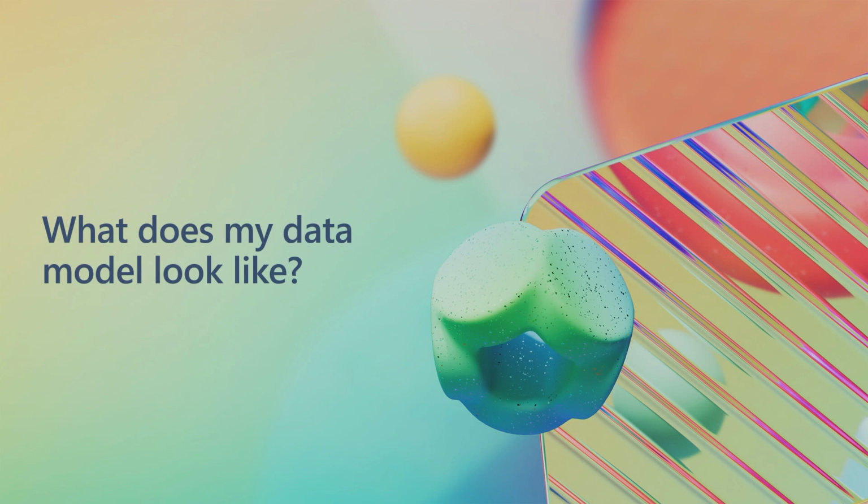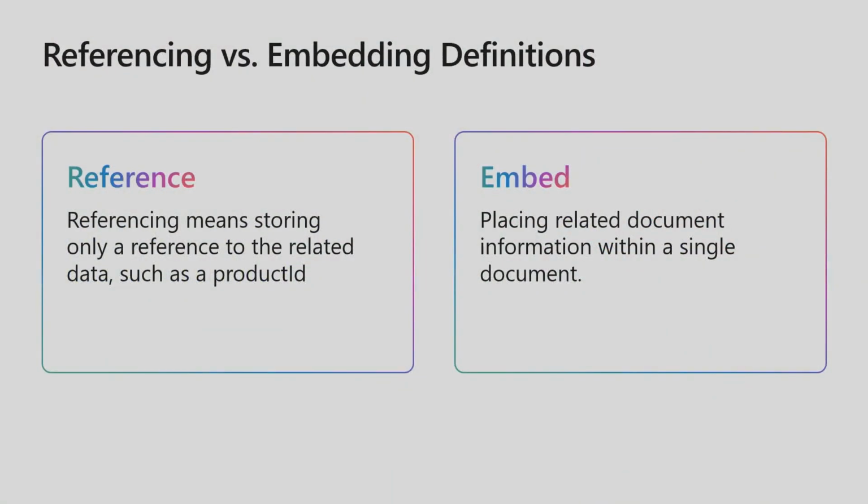And there's 2 ways that I've been thinking about modeling this data. The 2 ways we can do it are either through referencing or embedding. Referencing is when you store only a reference to the related data. So in this case, we would have our order documents, and to get the products that the customers ordered, we would store something like a product ID. Embedding is when we're actually placing all of the related document information, so all of those product details, into our order documents.